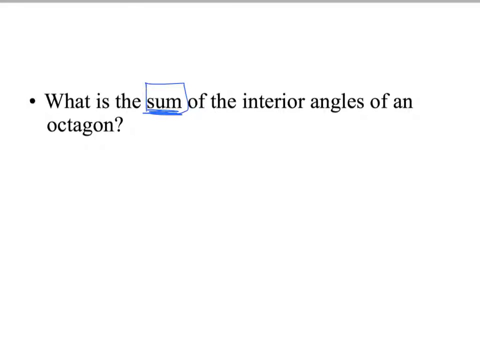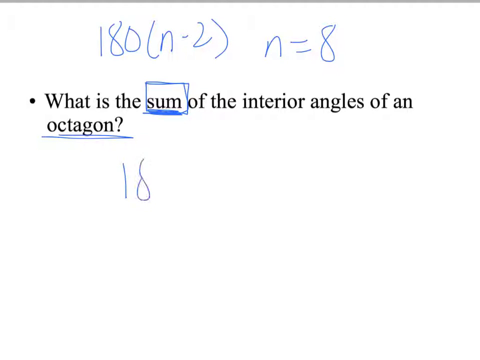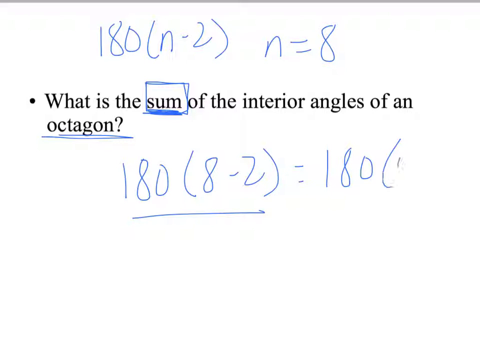What is the sum of the interior angles? So for sum, we do not divide by n. So this is just 180 times n minus 2, where n is 8 because it's an octagon. So 180 times 8 minus 2, there's no divided by. 180 times 6, because 8 minus 2 is 6. So 180 times 6 is 1080. So 1080 degrees.